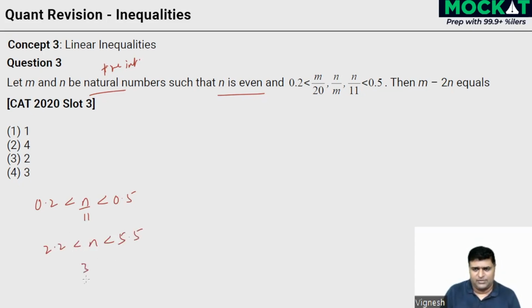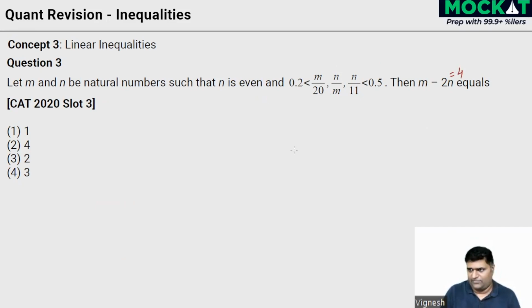What are the values allowed? 3, 4, or 5. Those are the integer values allowed, but n has to be even. So 3 and 5 it can't be. n has to be 4, and we found the value of n, which is 4 over here.